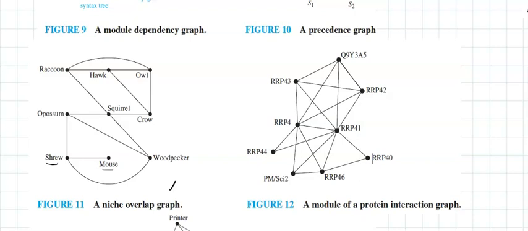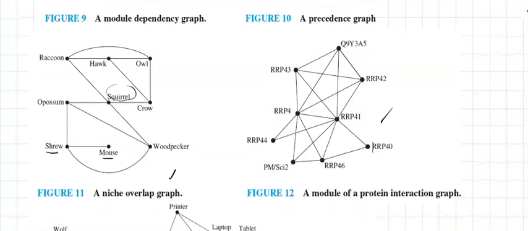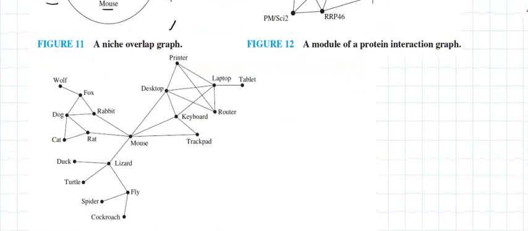It can only connect back and forth to that one, no other. Squirrel has 4 connections, and so on and so forth. And this is a protein interaction graph again, if you're interested in those.